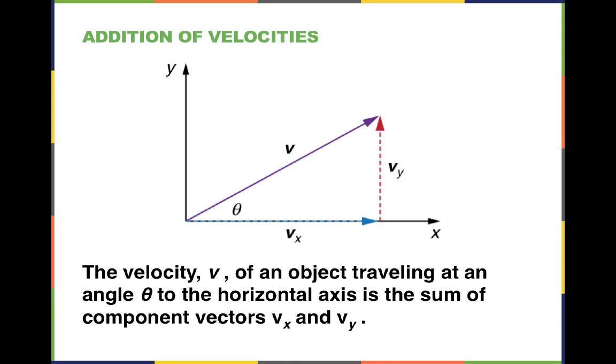As we've seen before, the velocity of an object traveling at any particular angle can be divided into a horizontal and a vertical component, and the sum of these two components makes up the vector that represents the velocity vector.